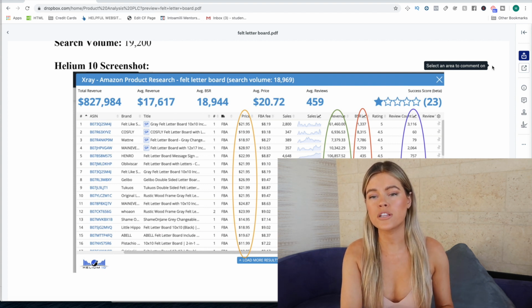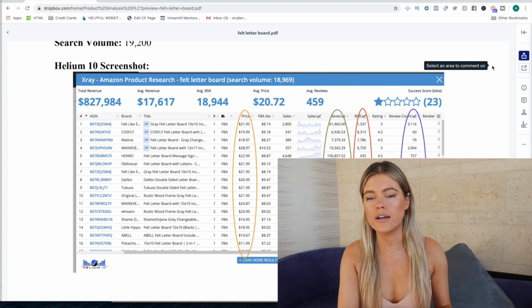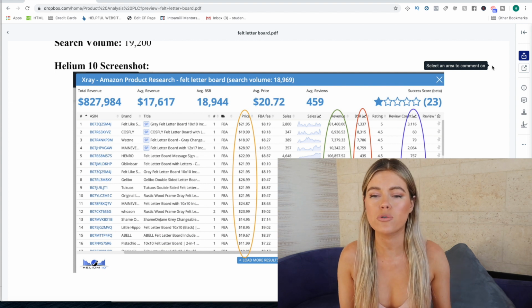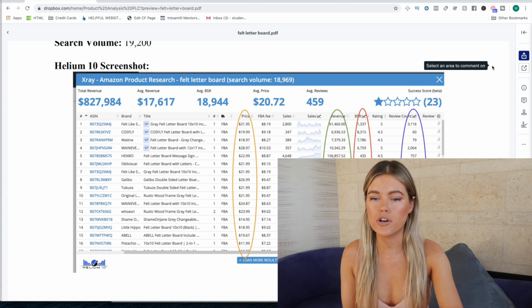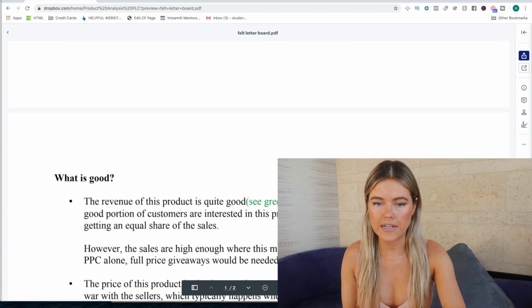You only need a few sellers to have kind of in the low double digits reviews, and then you can kind of outcompete them. But in this case, the reviews are very high. Many sellers have thousands of reviews and also high hundreds, so it would actually be very difficult, if not impossible, to compete with them. So that's why I advise against that.